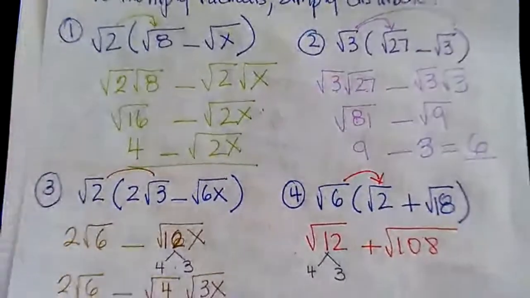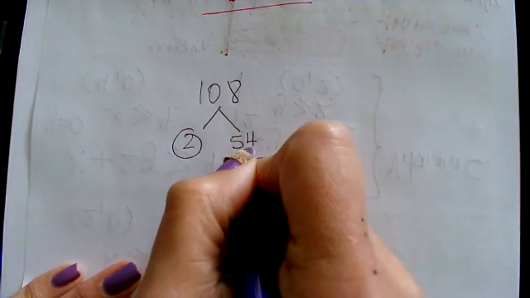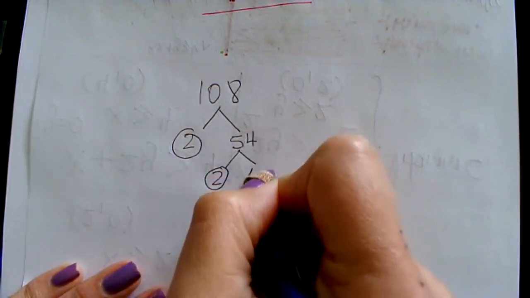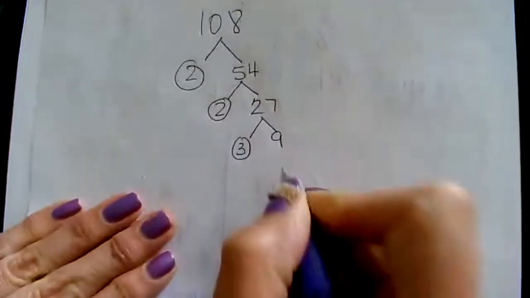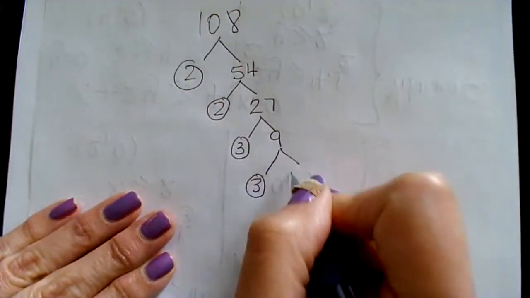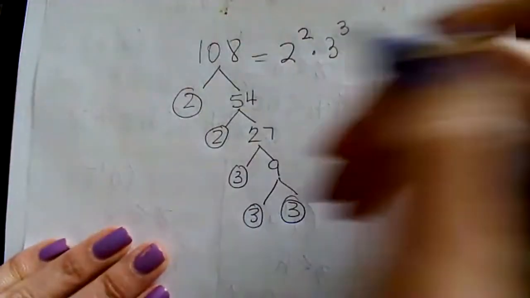we could do it just to find out. Hold on. We can do it on this piece of paper. 108, divided by 2 will be 54. Divided by 2, we said was 27. Divided by 3, we said was 9. Divided by 3 will be 3. So what do we have? 2 to the second power and 3 to the third power.